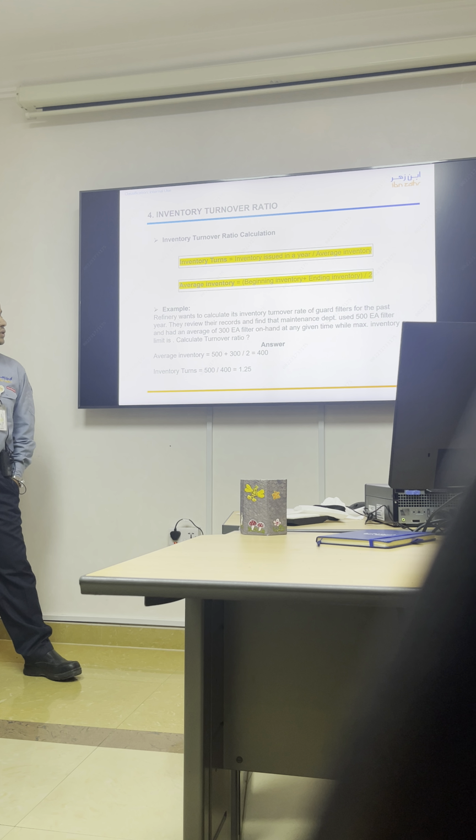So average inventory will be 500 plus 300 multiplied by 2 equals 400, and the inventory turn is 500 multiplied by 4, it is 1.25. 2.5 is in our acceptable range, and it's considered okay for us.